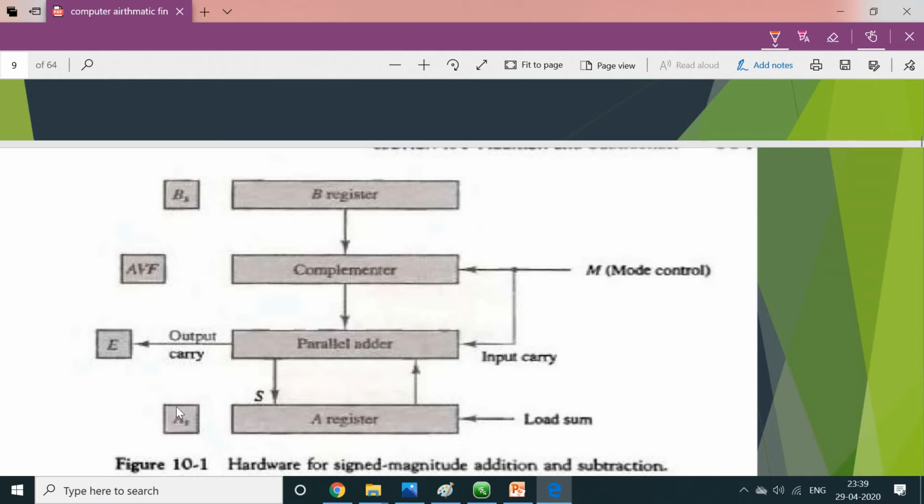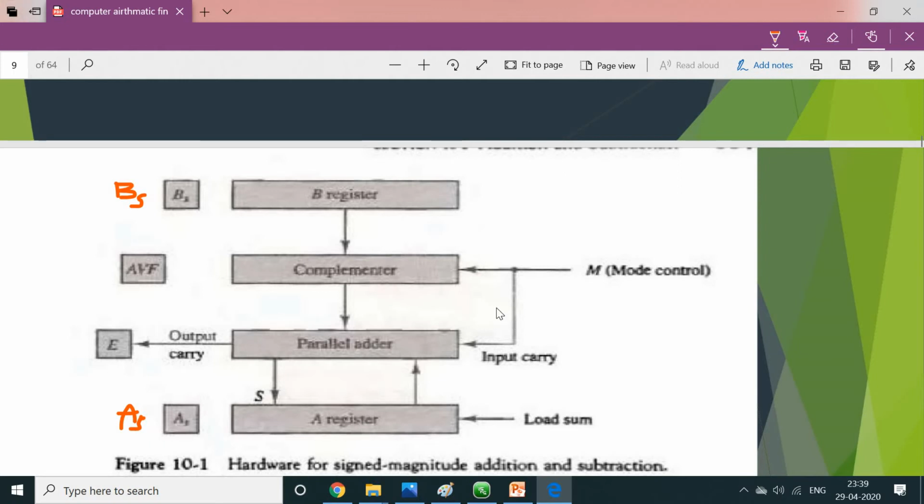In this case also it is the same, AS. AS means if it is the A register, the sign magnitude representation, the sign bit, the MSB bit of this A register, either 0 or 1, whatever the value, either binary value 0 or 1, that value goes to the AS. This is the representation: this is BS, and this register is AS.